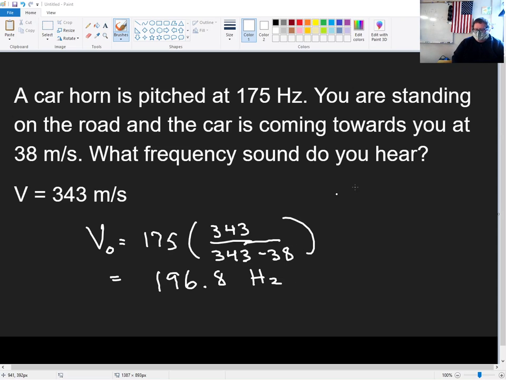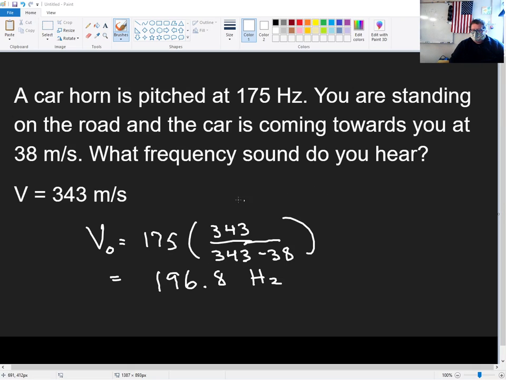And then the second thing is just make sure you're putting it in your calculator correctly. Or maybe just not trying to do everything at once, right? So take it in a couple of steps. Because if I just type into my calculator right now 343 divided by 343 minus 38, I'll get the wrong answer, because it does the order of operations first. You want it to subtract first.